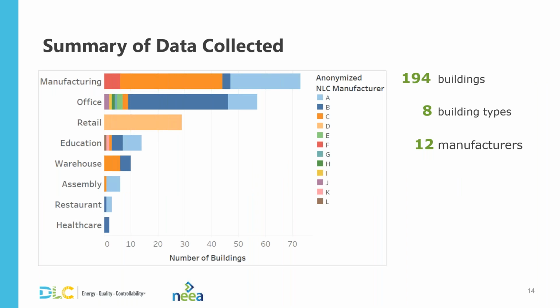So here's a high-level summary of the data we collected. This includes the data collected and used in the 2017 NLC savings study Bagua mentioned before. Not accounting for the data we had to discard due to quality issues, we included NLC energy data from 194 buildings across 8 building types and 12 manufacturers. As you can see, we had the highest number of data sets for manufacturing facilities, followed by office buildings. We also had a good number of data sets for educational facilities.